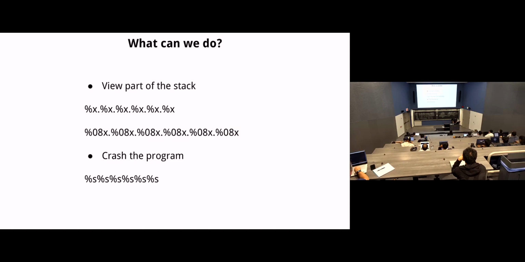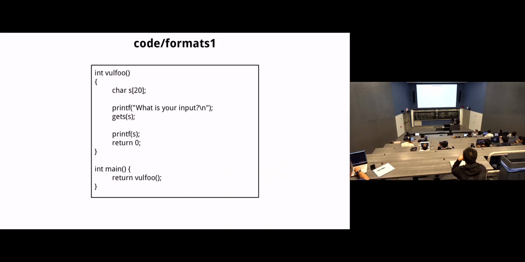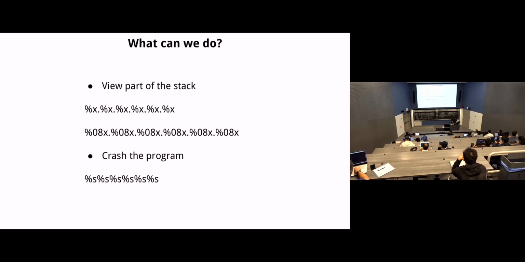So we can print out the stack, and we can also crash the program. Does this make sense to everyone? Why we can peek the stack and why we can crash the program? Does it make sense? Okay. Then let's move to our second example.